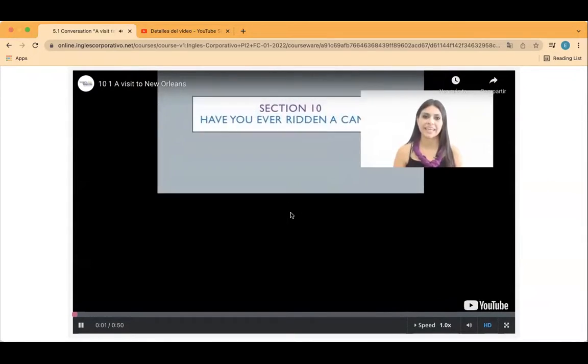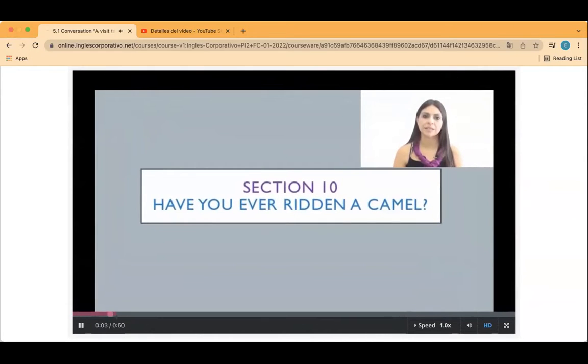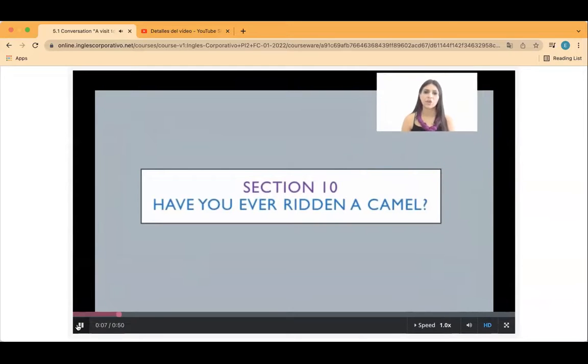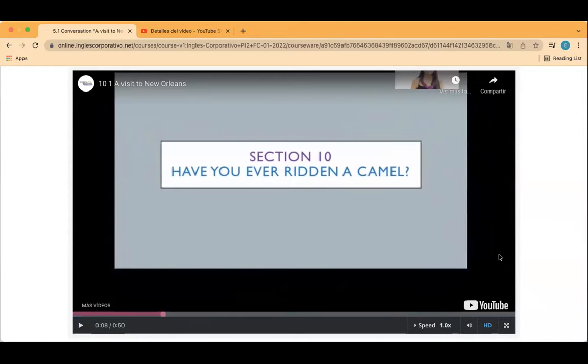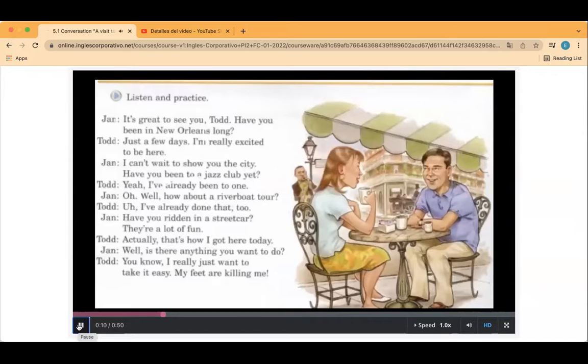Welcome to section 10. In this lesson, we will listen and practice a conversation between two people in New Orleans. See present perfect in context. Ahí ven la pregunta. Have you ever ridden a camel? ¿Qué significa eso? ¿Alguna vez has montado a un camello? Correct. Has montado un camello y el ever es alguna. Entonces es alguna vez has montado un camello. Excellent. Listen and practice.